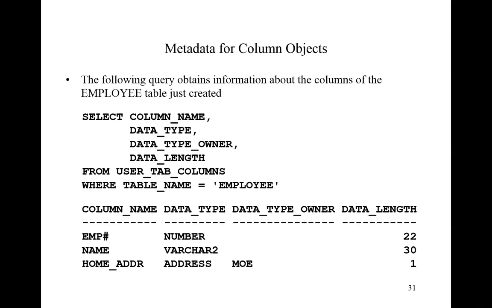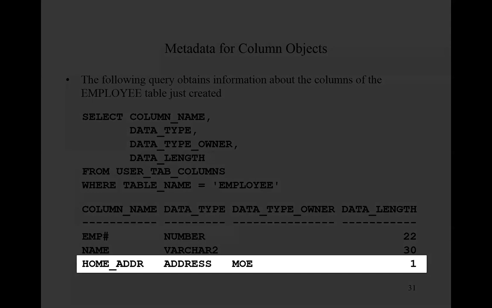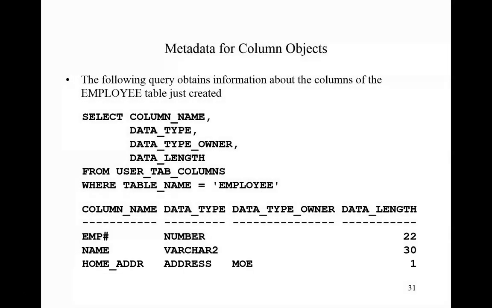Let's look at a query against UserTabColumns. Here we're selecting the name of the column, the data type, and the data type owner. And again, this will be populated only if it's a user-defined type. The data length. We select this for the employee table that we created, which contains a column called home address, which is of the user-defined type address, which resides in Mo's schema.